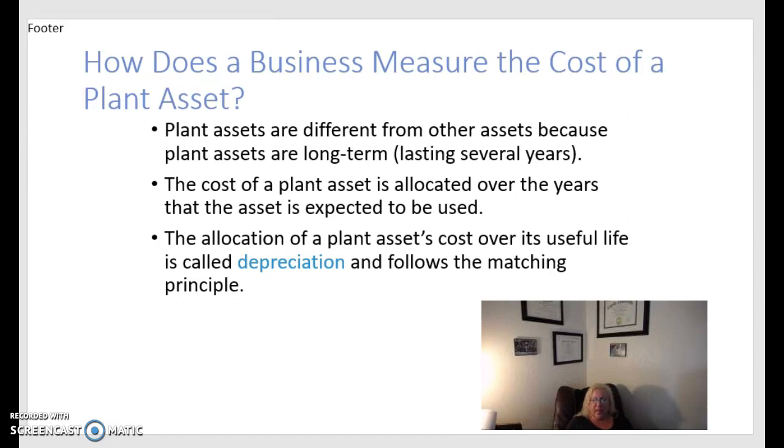All plant assets except land are depreciated. We record no depreciation for land in America because it does not have a definitive or clearly estimatable life, and so it's difficult to allocate the cost of land.